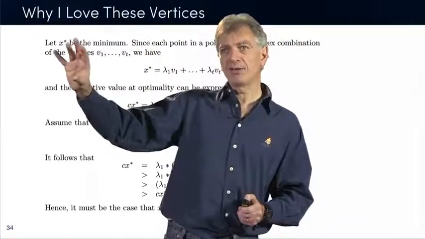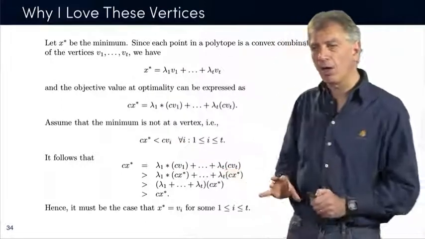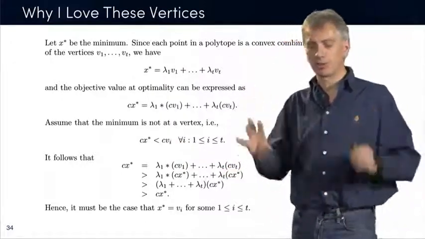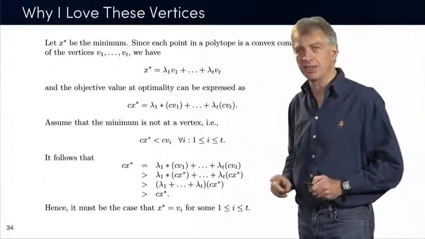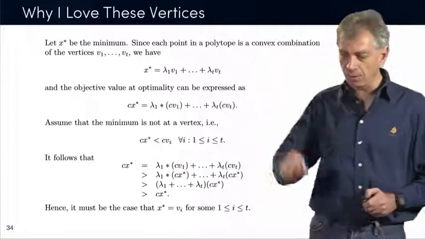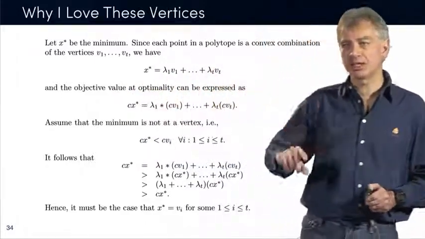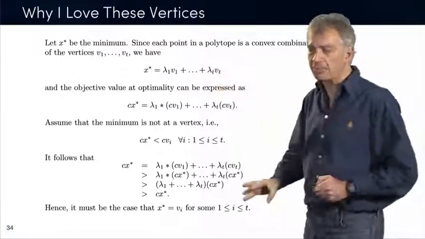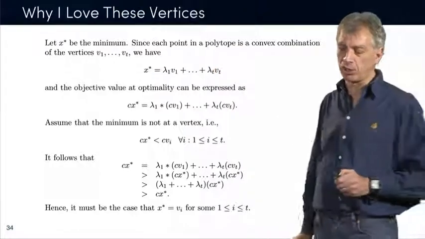So we take that point, and we know that every point inside a polytope can be expressed as a convex combination of the vertices. Let's assume that these vertices are V1 to Vt. We can re-express x star, this optimal point, as a convex combination of these vertices with lambda 1, lambda 2, up to lambda t, and we know that the sum of these lambdas has to be equal to 1. We're going to use that information later on.